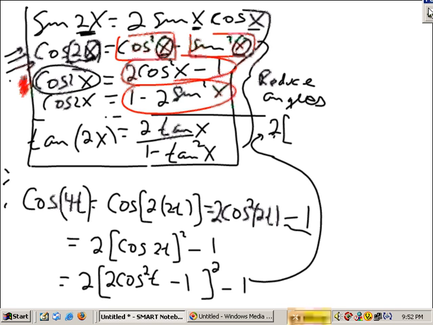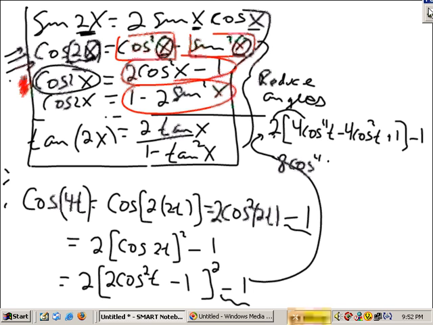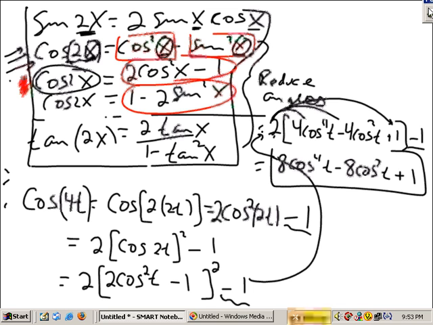2 times, when I square what's in the brackets, I get 4 cosine to the 4th t minus 4 cosine squared t plus 1, and then I take away 1. Well, 2 times that is 8 cosine to the 4th t minus 8 cosine squared t plus 2 times 1 is 2 minus 1. 2 minus 1 is plus 1. Here is my answer. And I'm only taking cosine of t's.